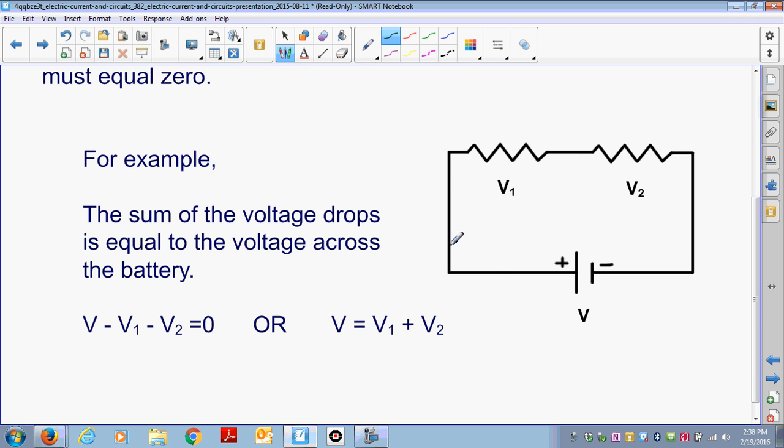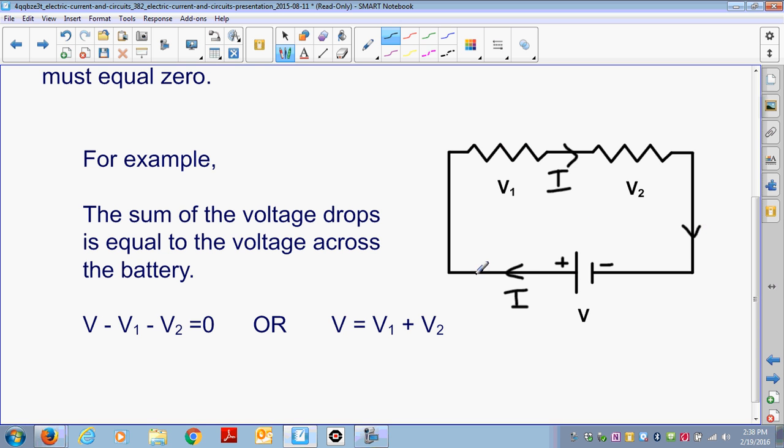So I always go from plus to negative. In this case, I think they're going from negative to plus, and that means this would be negative, negative, positive. It doesn't matter which way you go, just understand that current is going from the plus terminal to the minus terminal. And if you go against the current, it's negative. And if you go with the current, it's positive.